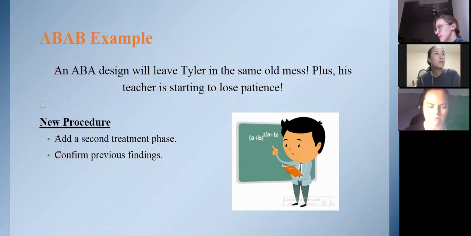One solution to this problem is to add a second treatment phase, an ABAB design. Not only will this give Tyler the continued support that he needs, but testing the intervention twice will also increase the reliability of the results. Let's see what happens when Tyler receives an additional treatment phase.